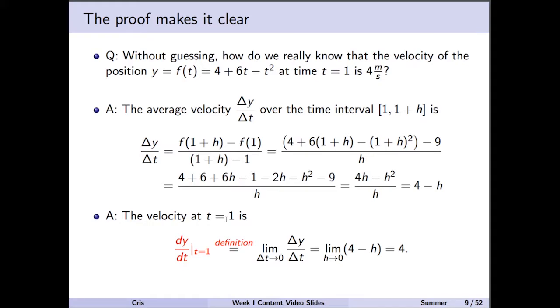So since we were able to compute every single average velocity, it's not surprising that we can compute the velocity. So the rate of change by definition, right? I put this in red right here because it's really the definition of dy over dt. You take the limit as h goes to 0, you take the limit as delta t goes to 0, of the average velocity, delta y over delta t. The average velocity is 4 minus h. So as h gets closer to 0, what does 4 minus h get closer to? Well, 4 minus h gets closer to 4, and so the limit equals 4. And so the velocity at t equals 1 really is 4 meters per second.